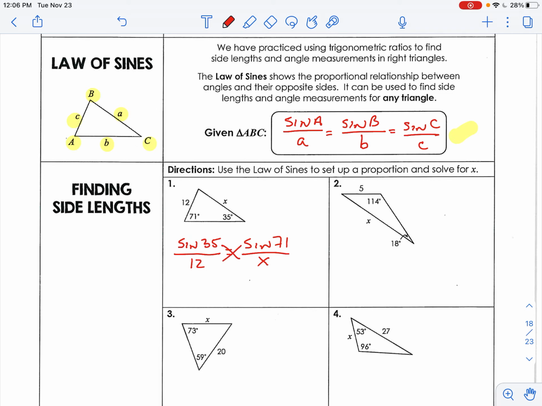And then what do I do? I cross multiply. If you're doing the Herneisen shortcut here, the cross you know divided by the cross you don't. If you put that in your calculator, make sure you're in degrees, you're going to get x equals 19.8.